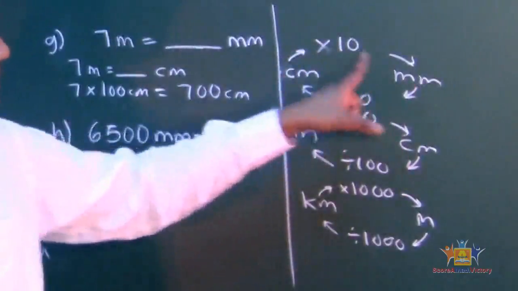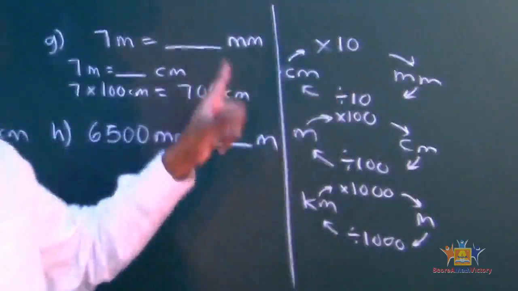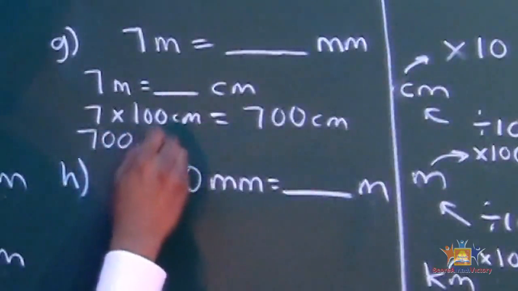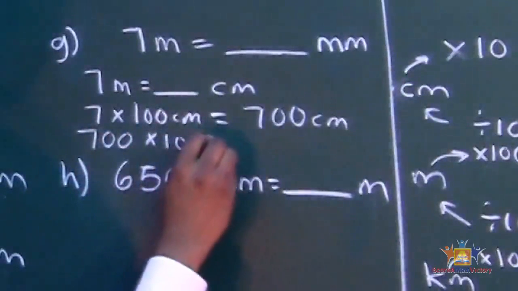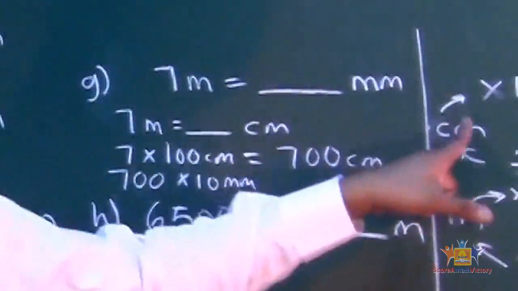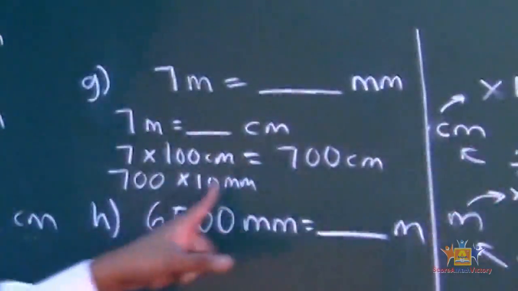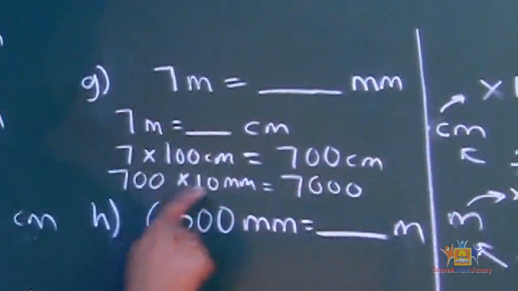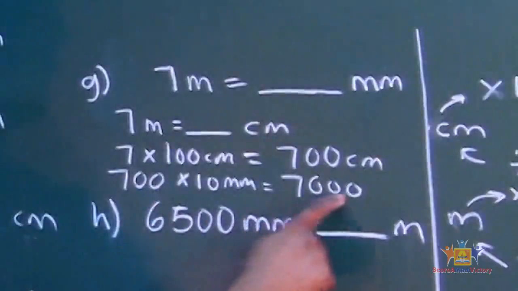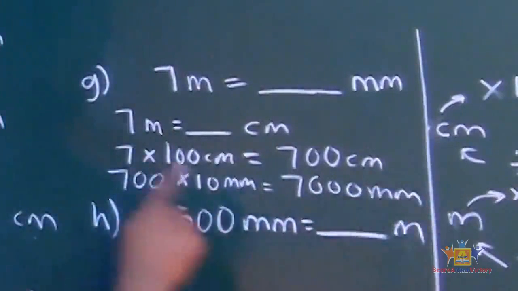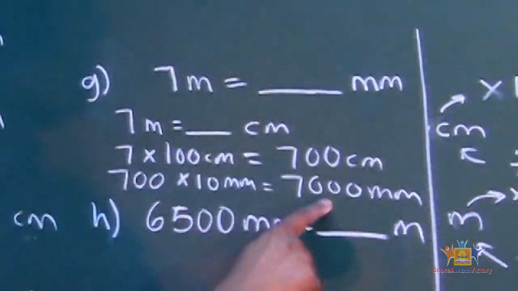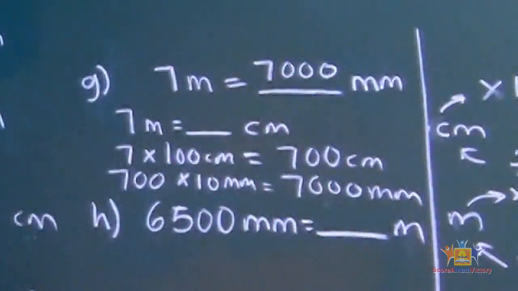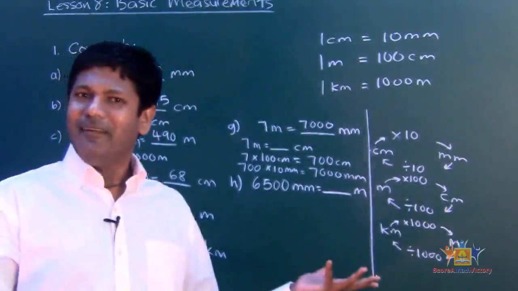Now I'm going from 700 centimeters towards millimeters. So centimeters to millimeters, I do what? Times it by 10. So I take 700 centimeters and times it by 10 millimeters. See that? Because centimeters to millimeters, I times it by 10. So that gives me 7,000. I just add another 0 behind the 2 zeros, so it becomes 3 zeros. Millimeters. So 7 meters equals 7,000 millimeters. That's it. Pretty easy, isn't it?